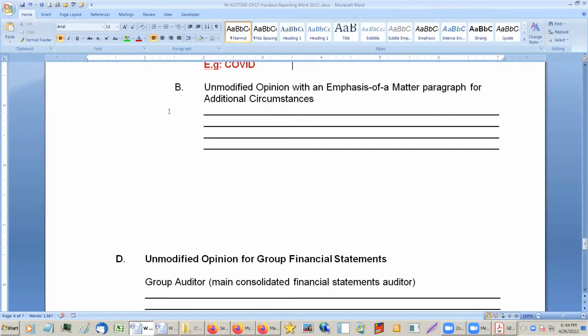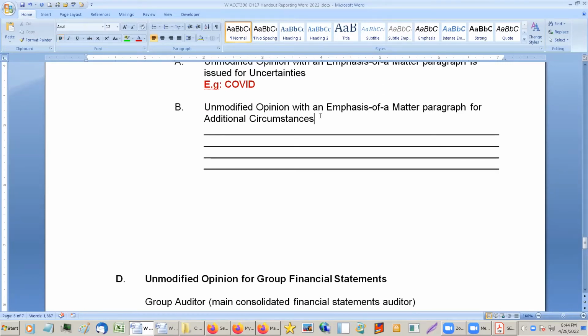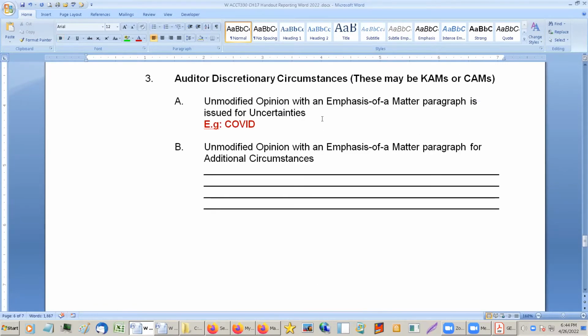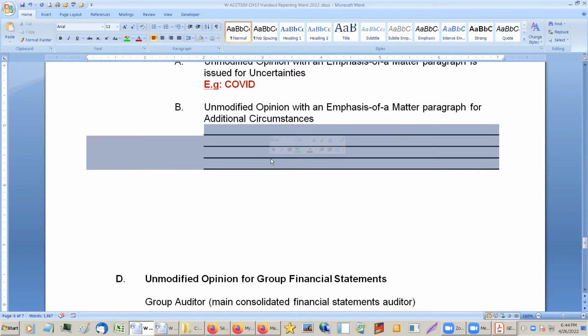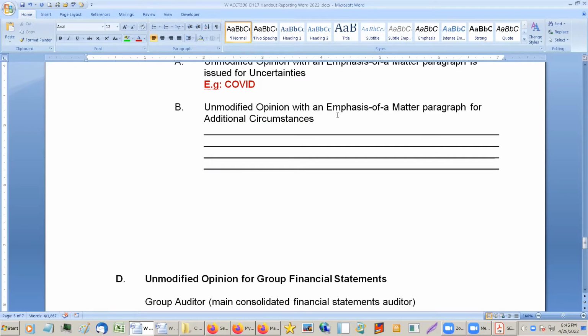Against the matter for additional circumstances. I'm not sure what I have that in for. I assume that that's just a kind of a cleanup one, anything other than for the uncertainties that you want to put in there. I'll look that up. It won't be on the exam. Let's see what I have that in there for.